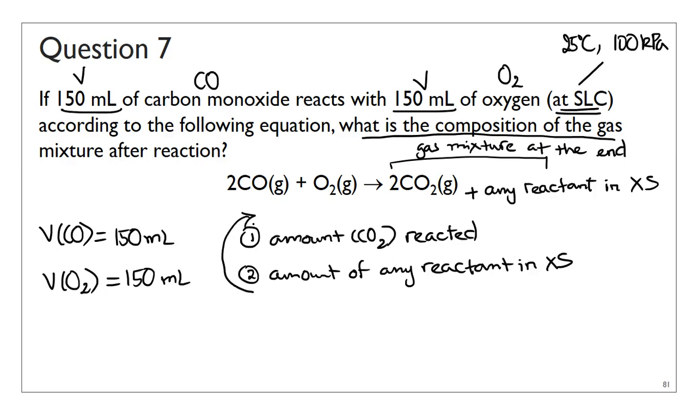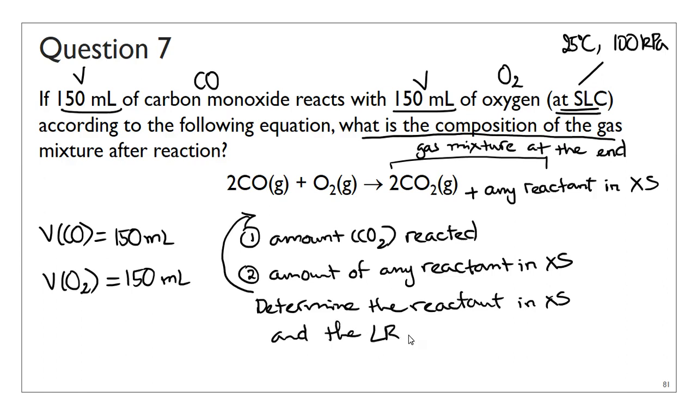Ultimately, in order to find all of this, step zero is to determine if there is a reactant in excess and by how much. And in order to find the amount of product, you also need to find the limiting reagent, which I always abbreviate to LR, and by how much. So this is ultimately what you need to do in order to answer the question.